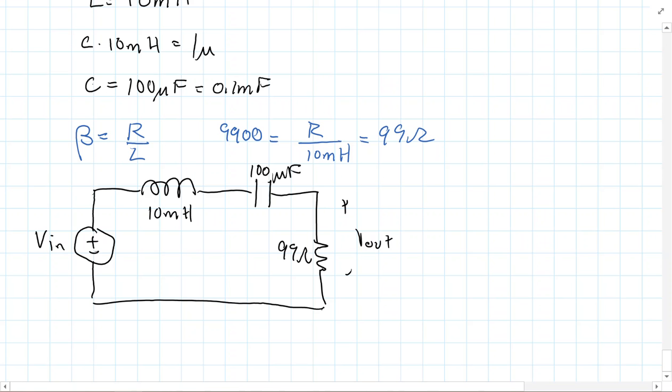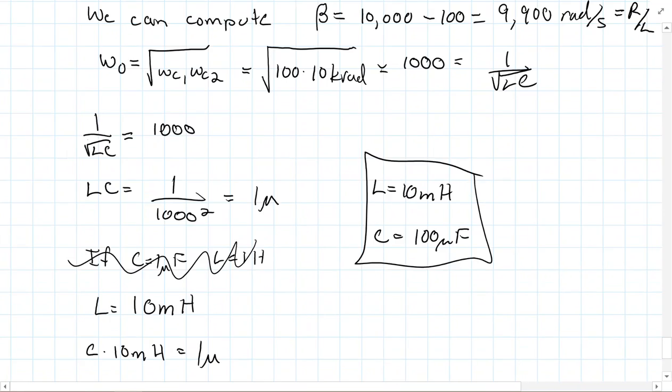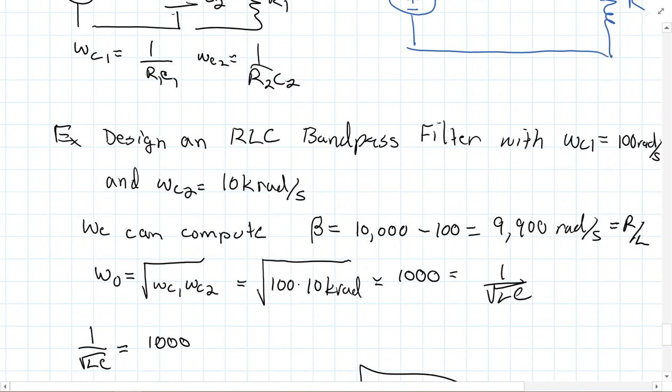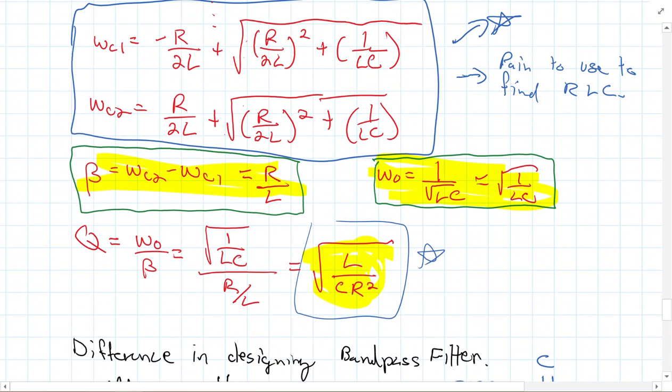And so we're done. But notice how different this design was than the one where we cascaded. Even though we are given the exact same parameters, we wanted to compute different things, because using these equations for omega C1 and omega C2 for an RLC circuit design would be a pain to do. So what we do is, even if we're given omega C1 and omega C2, since we can compute the remaining parameters, we can get simple things for beta and omega naught.